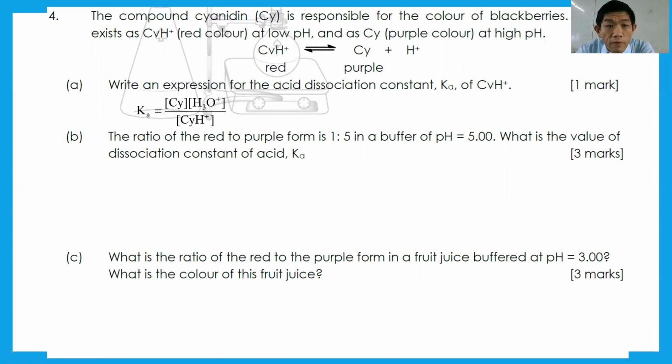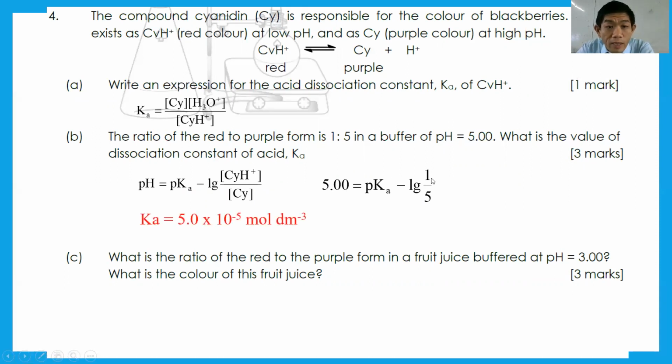And then B, the ratio of the red to purple is 1 to 5 in a buffer solution of pH 5.0. So what is the value of the dissociation constant in here? The question already gives you the ratio of the red to the purple as 1 to 5. That means in here you take log 1 to 5. So 5.00 equals pKa minus log 1 to 5. So you get your Ka is equal to 5.0 times 10 power negative 5 mole per decimeter cube. You get 2.5 for pKa, and then you have the negative log to get your answer here.